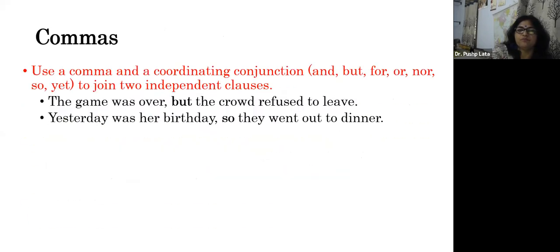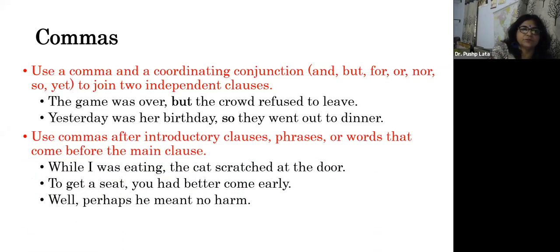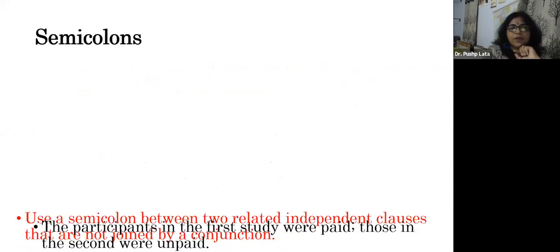Punctuation mark errors. For commas, you should know that before and, but, so, yet, we should use a comma. That's always required. I have seen that when people list before and they do not put it, that's absolutely wrong. Use commas after introductory clauses and phrases or words that come before the main clause. When there are two clauses, especially you need to put a comma in order to bring a distinction in the two clauses. While I was eating, comma, the cat scratched the door. So there's a comma.